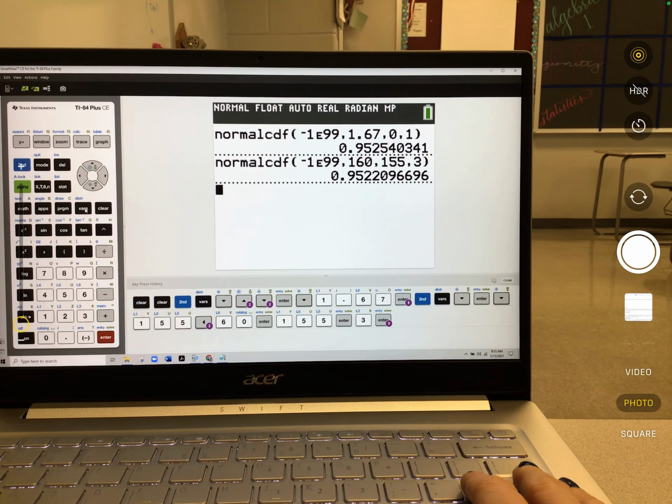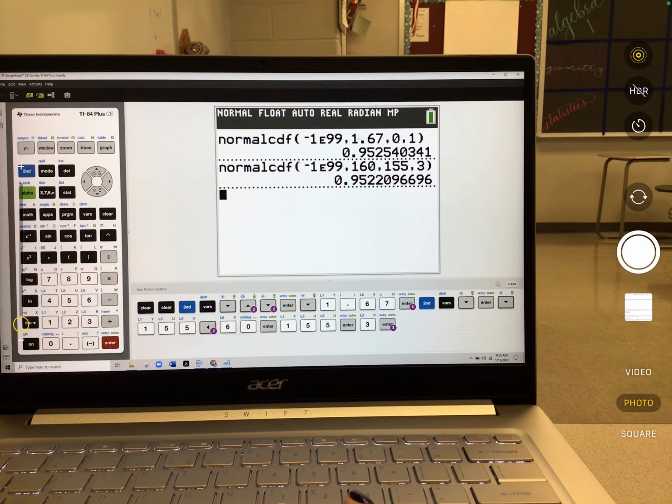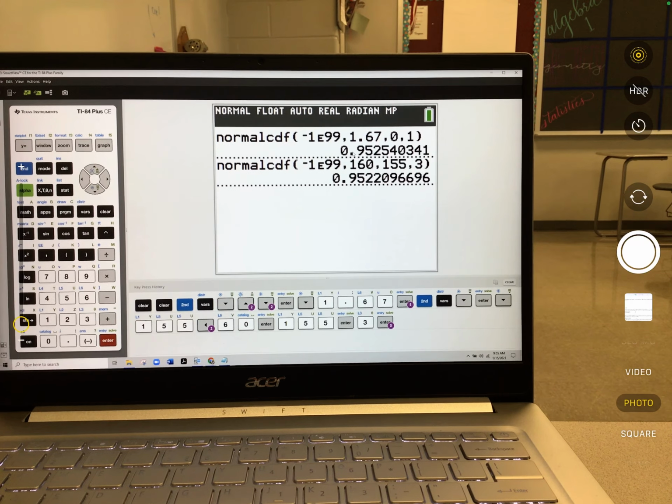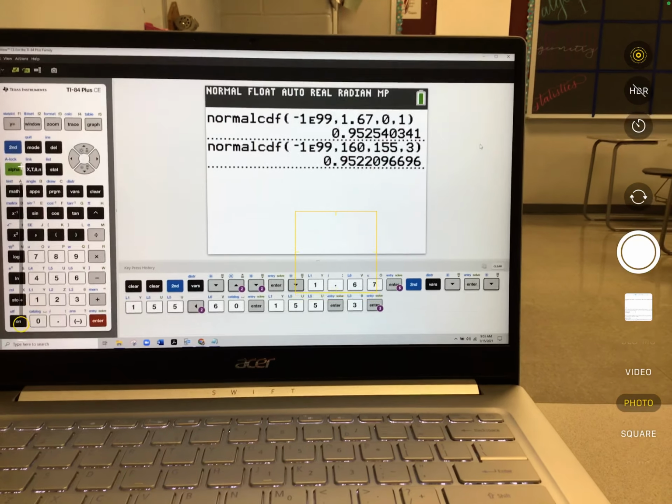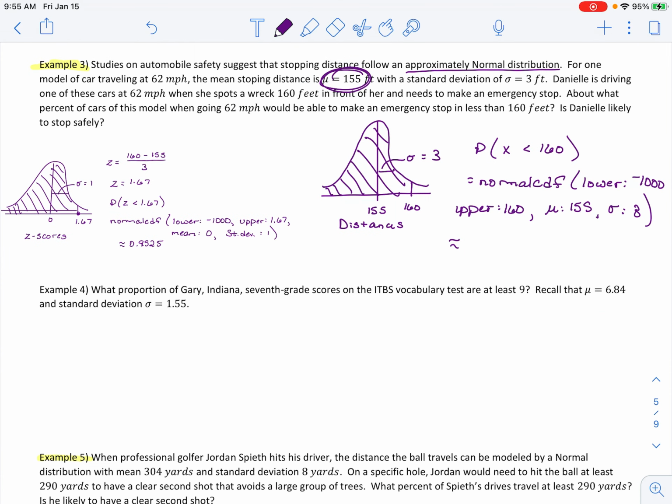You'll notice not the exact same thing, and that's because this 1.67 had been rounded, and that's okay. It just means that the initial answer is not quite as precise as my second. But they're both close enough. They're both about 95%. 0.9522. So it is very typical for these cars to be able to make that stop. It would be unusual if her car did not stop safely.